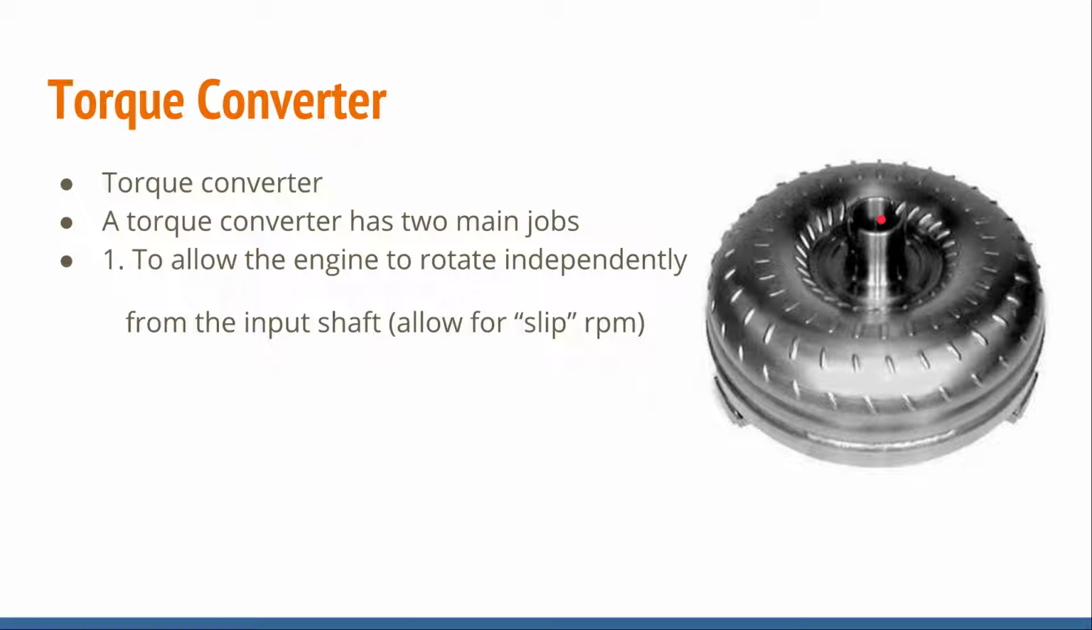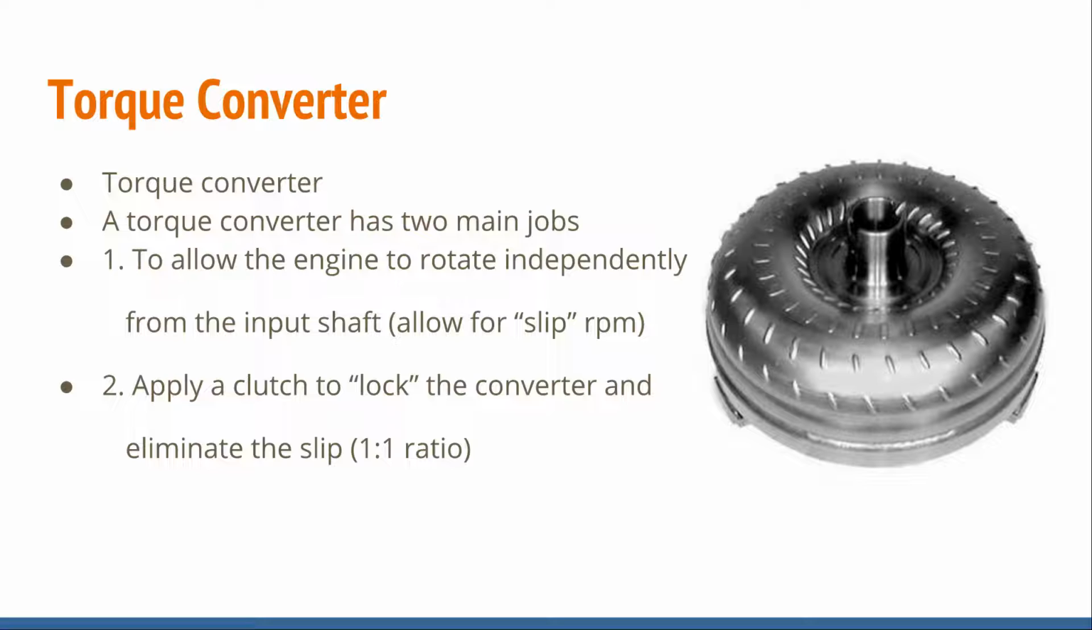So how does that work? It's because of the torque converter. The torque converter allows for some slip RPM, so it allows the engine to stay running while the transmission comes to a stop. But it also has another function inside of it. It applies a clutch to lock the converter and eliminate the slip. And this is called a TCC, or torque converter clutch.